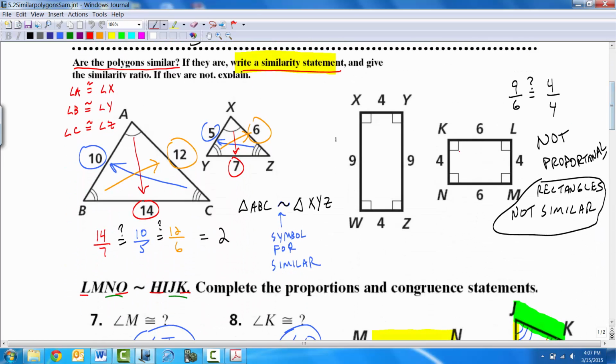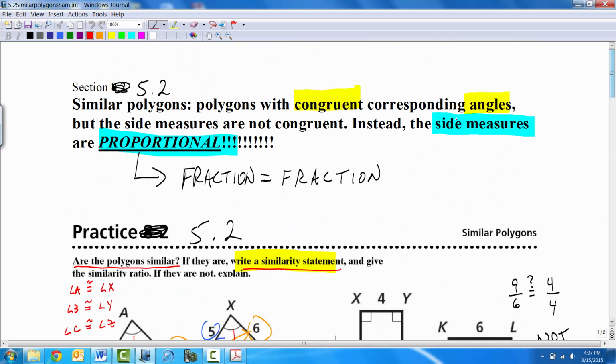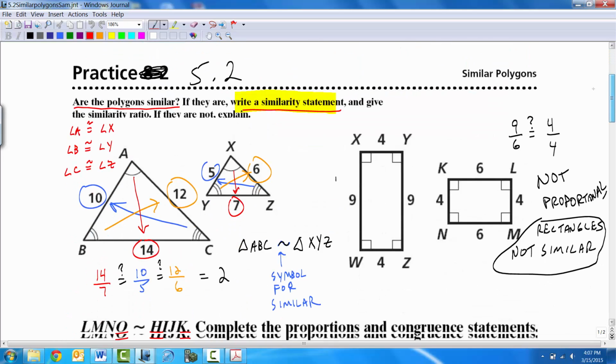Similar polygons are not equal, but similar polygons have equal angle measures. The side measures are proportional, not equal. If the side measures were also equal, then these would be congruent figures. You can see this one's much smaller than that one. So these angles are marked as equal. Sides certainly are not equal, but they are proportional. Look at 10 over 5, 14 over 7, 12 over 6. Those all equal 2. So you can say these are similar.